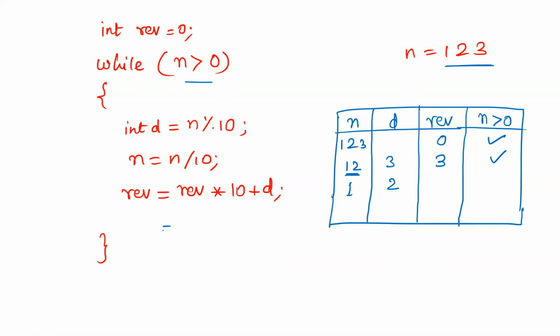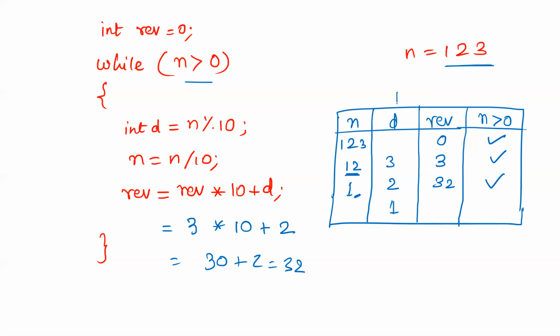What is reverse? You can see from the table that it is 3. So 3 into 10 plus d, and d is storing 2. So 3 tens are 30 plus 2, which is nothing but 32. So reverse is now storing 32. Now again control goes up and we check whether n is greater than 0. Yes, we have 1, and 1 is greater than 0. So what will d be storing? d will be storing n mod 10. If you divide 1 by 10, you get a remainder of 1 only. So we have 1.